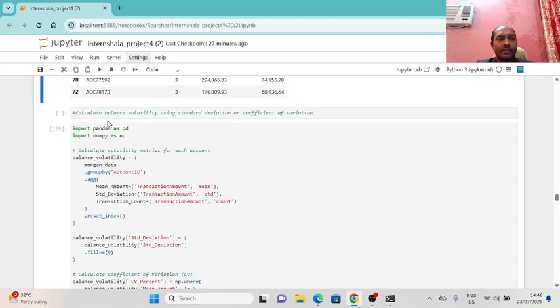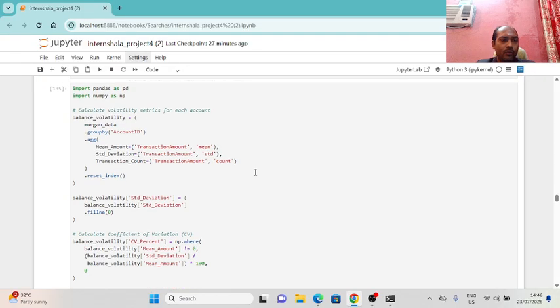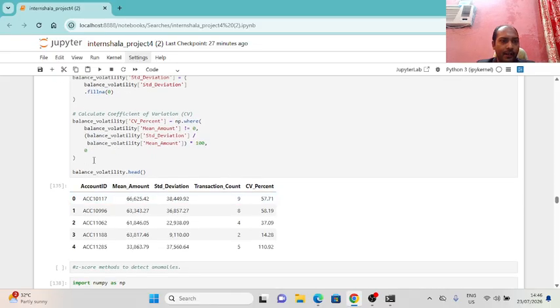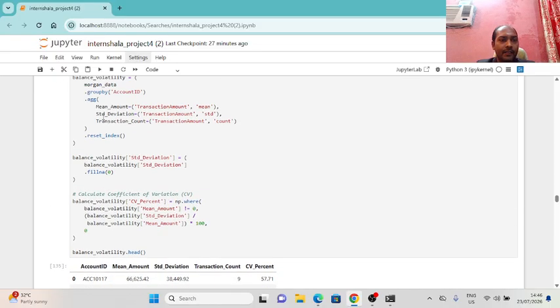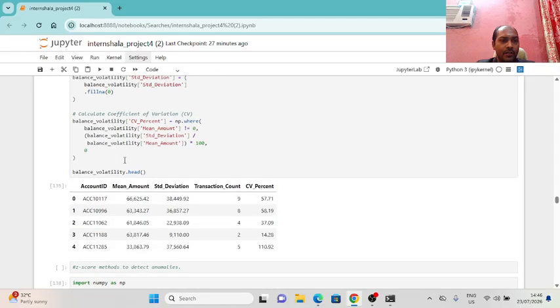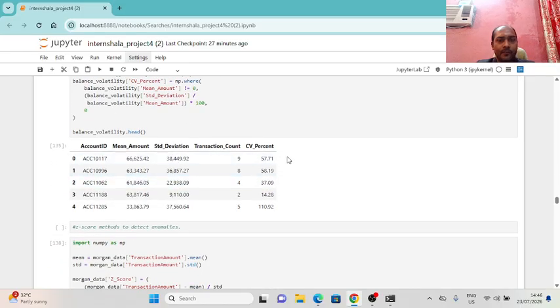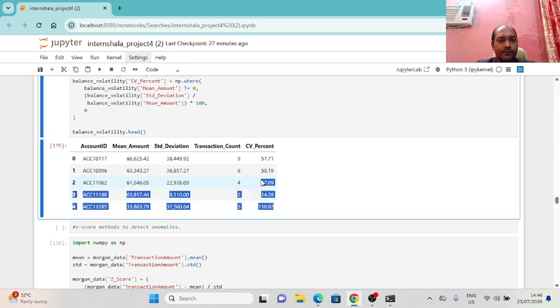Next task is to calculate the balance volatility using the standard deviation and coefficient of variation. For this, I have calculated the mean and standard deviation and transaction count, and by gathering all the data, I have calculated the coefficient of variation here. So every account has its individual CV percentage, coefficient of variation percentage.